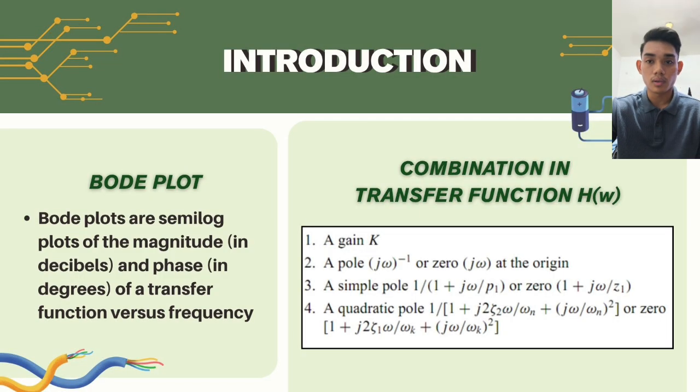Next is Bode plot. Bode plots are semi-log plots of the magnitude in decibels and phase in degrees of a transfer function versus frequency. Combinations in transfer function H(ω): First is a gain K, second a pole jω to the power of -1 or 0, jω at the origin. Third is a simple pole 1 over 1 plus jω over p1, or 0, 1 plus jω over z frequencies. Number 4 is a quadratic pole 1 over 1 plus j2ζ2 ω over ωn plus (jω over ωn) to the power of 2, or 0, 1 plus j2ζ1 ω over ωk plus (jω over ωk) to the power of 2.